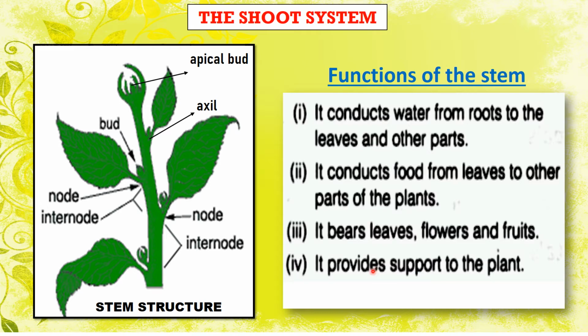In most of the plants, the stem holds the plant upright and this helps in better exposure of leaves to air and sunlight so that leaves can carry out the photosynthesis process easily. It also provides support to the plant.